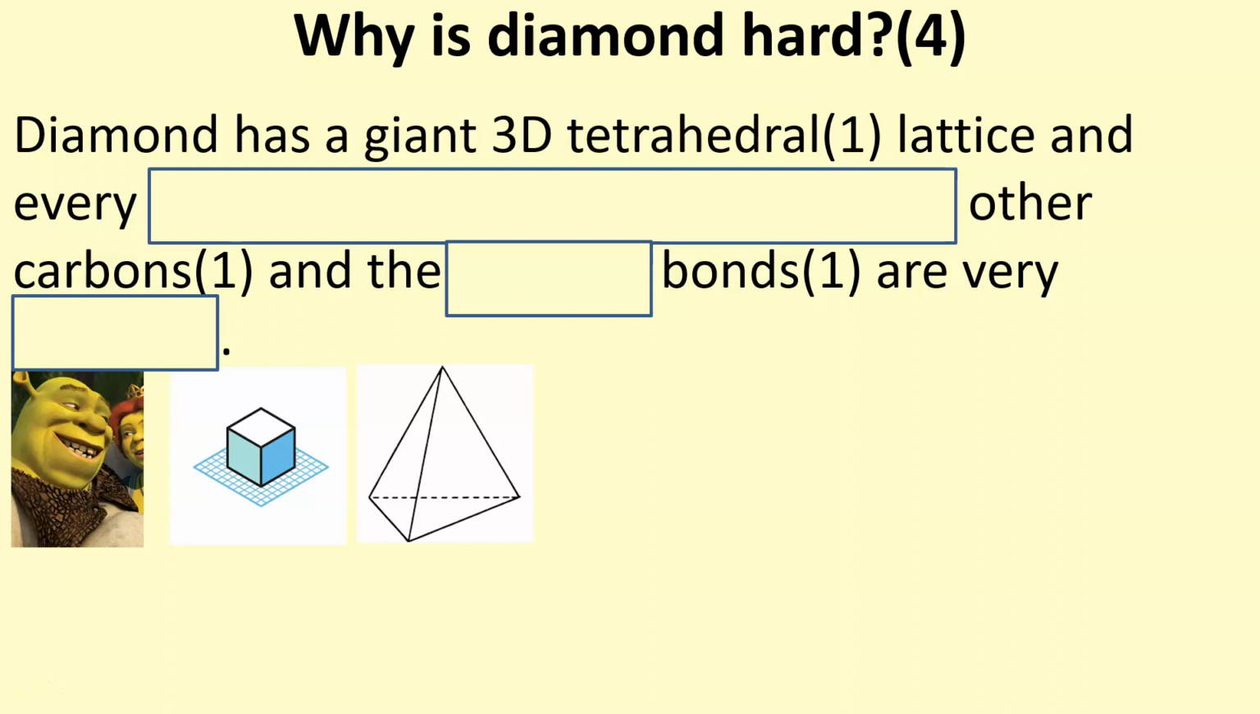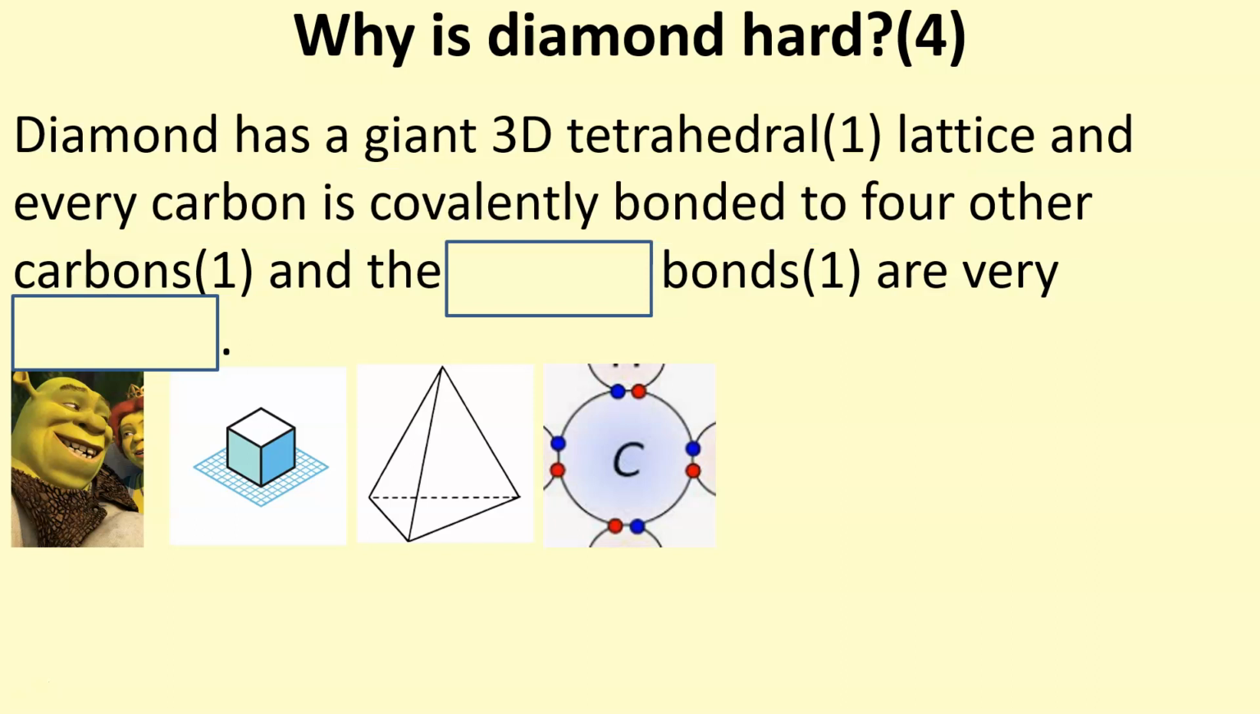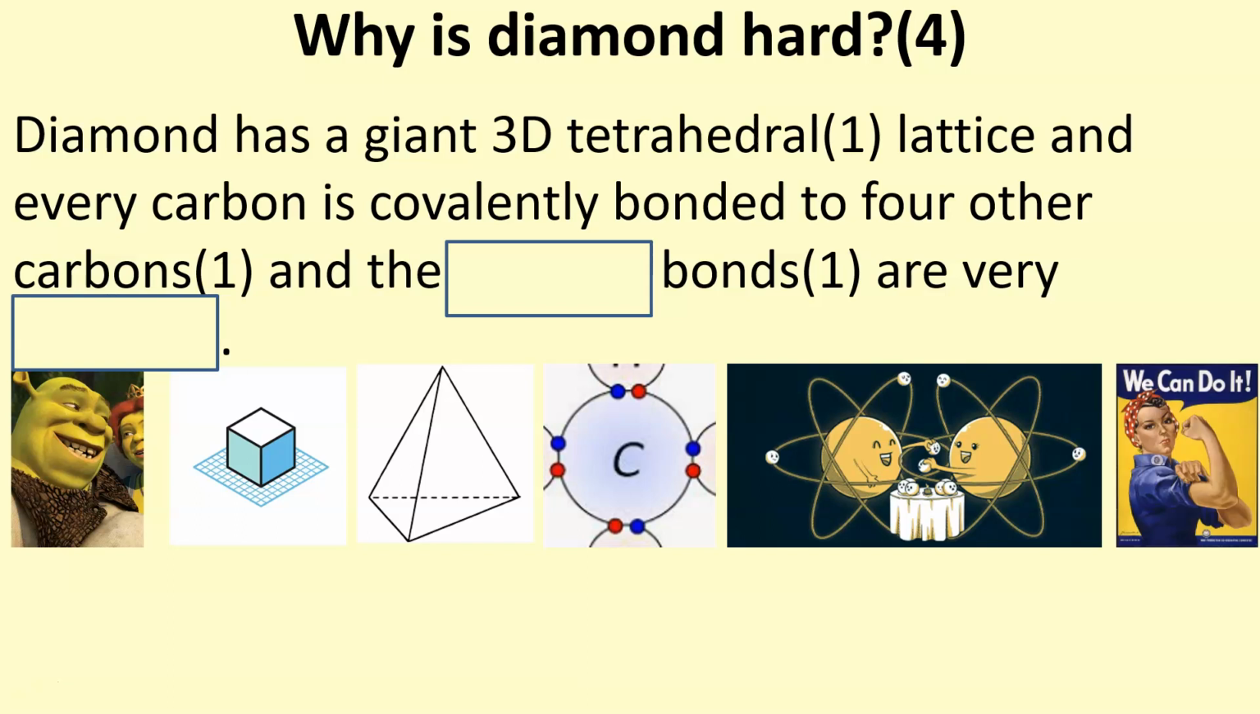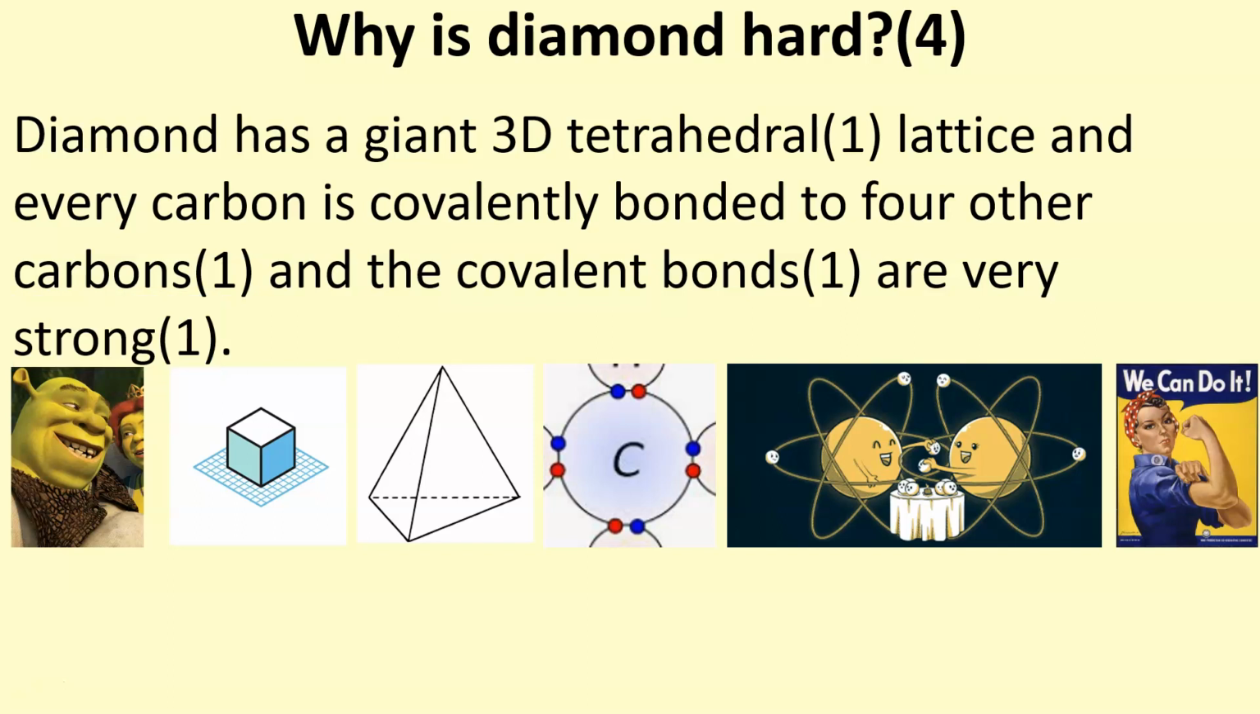Then we have to think about something to do with carbons being bonded. Here's a picture of carbon. We can see it's formed 1, 2, 3, 4 bonds, and it's joined to 4 other carbons. So every carbon is covalently bonded to 4 other carbons. Then we have to think about how strong the bonds are. They're strong, so it's got covalent bonds which are very strong.